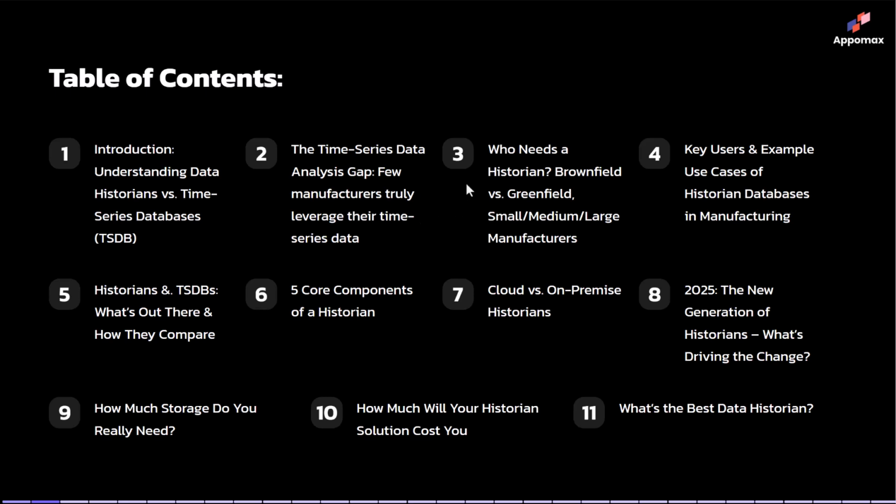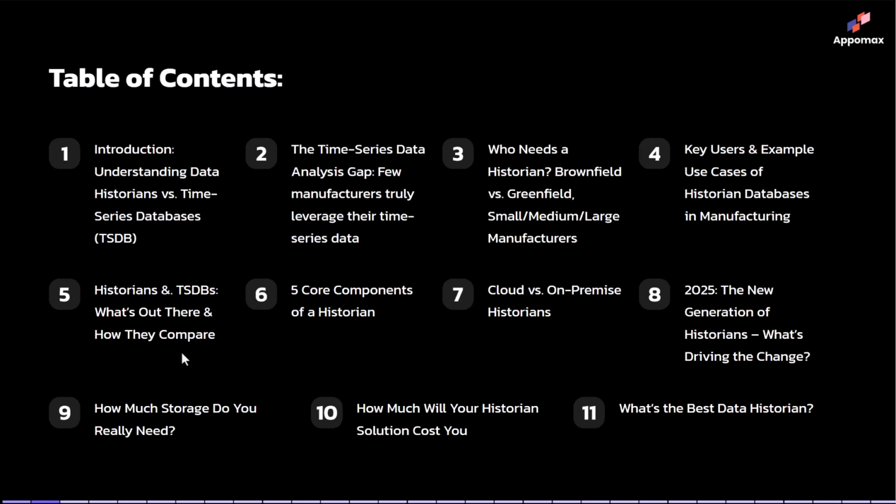I would also cover who needs a historian, what type of historian they need, and what the purpose of the historian would be in terms of the use cases these manufacturers would need to be doing. I'll also briefly highlight what's out there, and that would conclude the first few chapters, chapters 1 to 4.